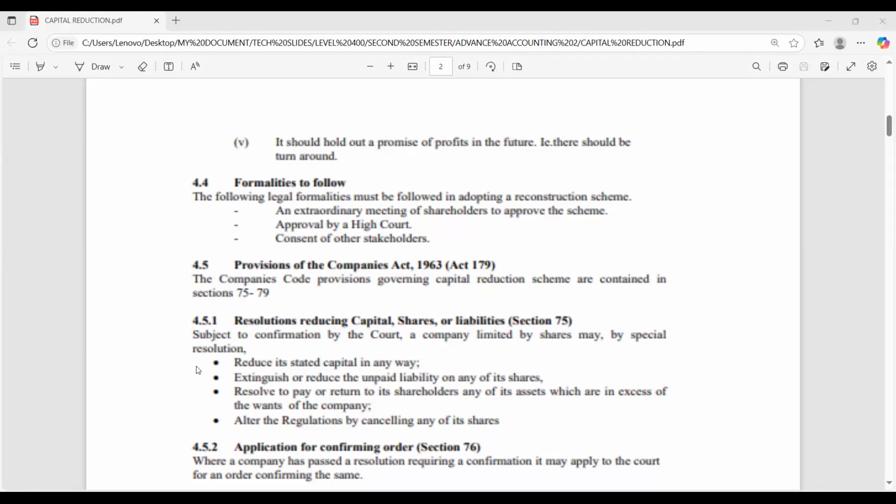Provision of the Companies Act 1963, Act 179. This my book is very outdated. The Companies Code provisions governing capital reduction schemes are contained in sections 75 to 79. Your homework, please go and look for where the provision is now, because we are no longer using the 1963 code, but I think we are using the 2015 one. So Felix, your homework for today, the first one, come and tell us where the provision can be found in the new code, compared with the old one, sections 75 to 79. All right.